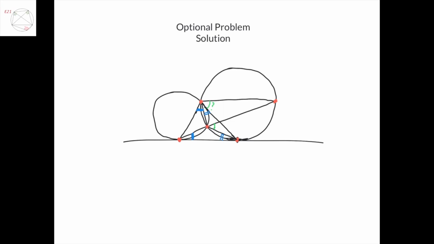So in conclusion, this angle equals this angle because of the cyclic quadrilateral. Then this angle equals the sum of this angle and this angle because of the sum of the angles in this triangle. This angle equals this angle, and this angle equals this angle, so their sum is this full angle. So this angle equals this angle, and so this is an angle bisector of the angle here.